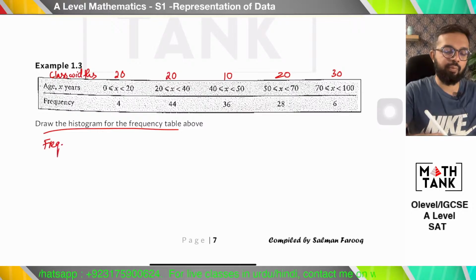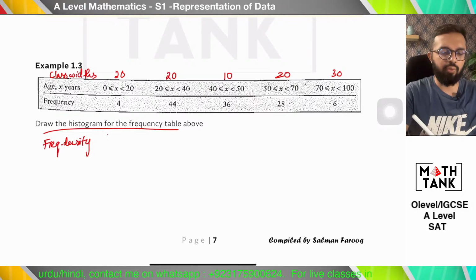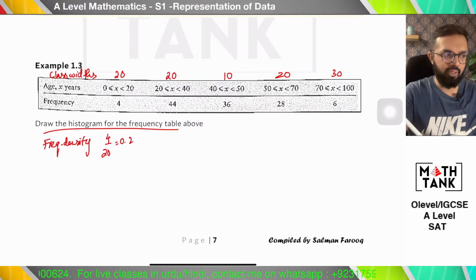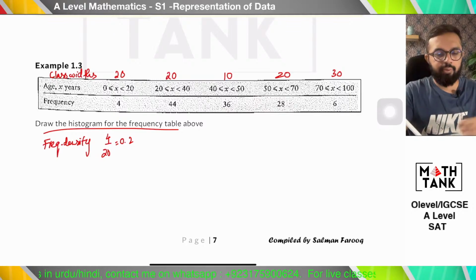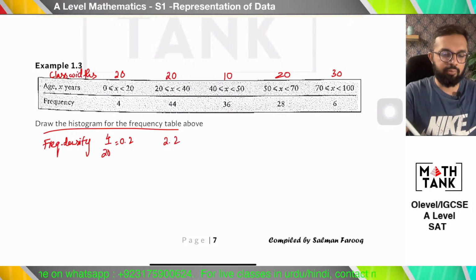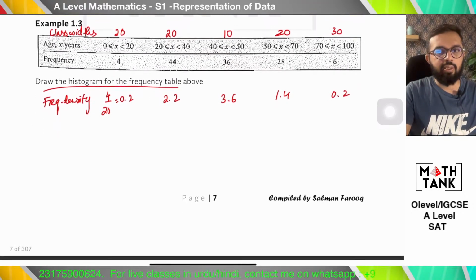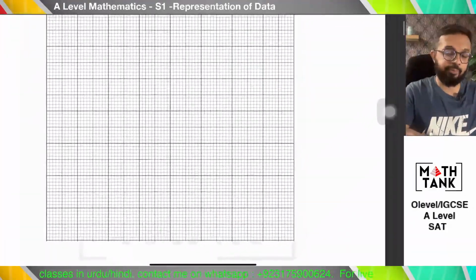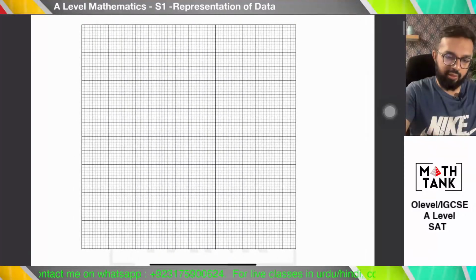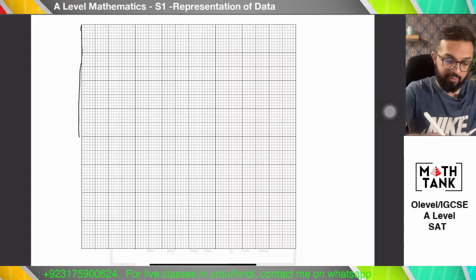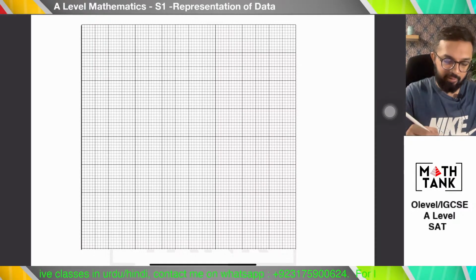Frequency density: 4 divided by 20 gives me 0.2. 44 divided by 20 gives me 2.2. 36 divided by 20 gives me 3.6, then 1.4, and 0.2. Okay, so my next task is to draw this on a histogram, on graph paper. I will be given a grid space on the exam, no separate graph papers. This is the only space that you have, and you have to manage within the space that they've given you.